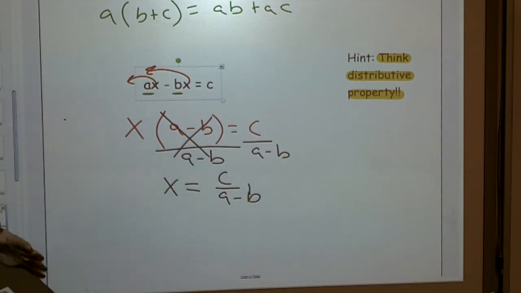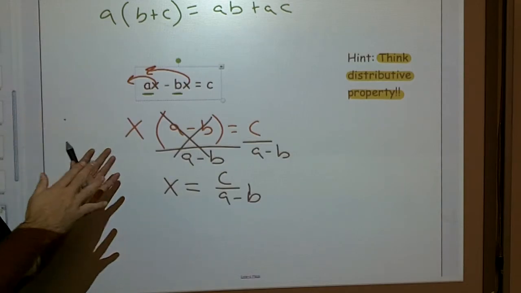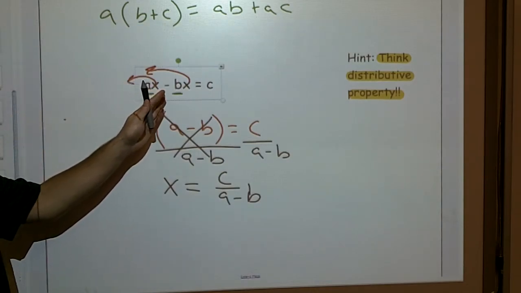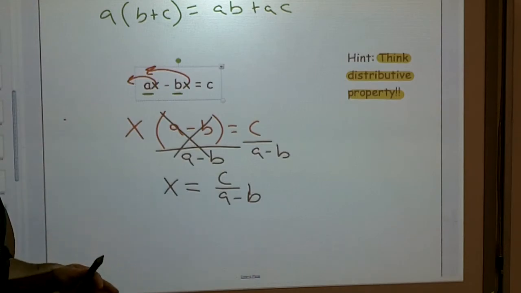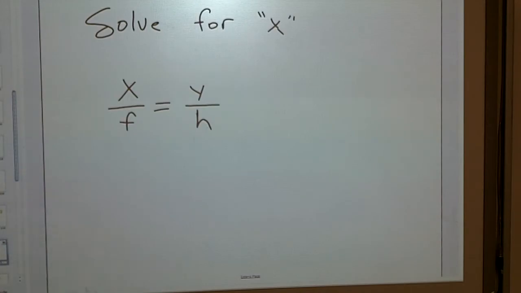Now again, kind of an abstract concept here, the distributive property ones. Anytime you see two factors, if you see an a times x minus b times x and you're trying to solve for that, chances are you're going to have to distribute, or basically do the reverse of the distributive property. Okay. One or two more examples and we'll call it good.